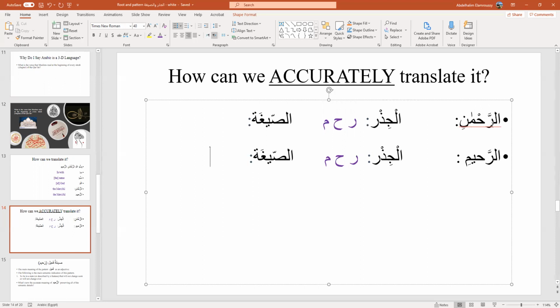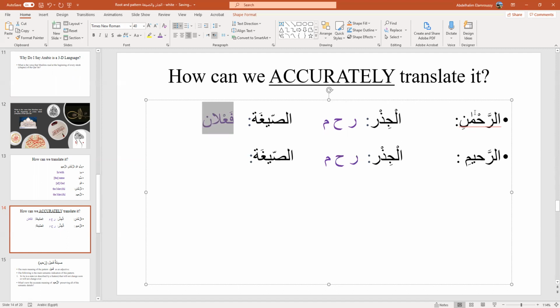So Rahman, let's forget about the alif lam here without the definite article. Rahman is the pattern fa'lan. So you will replace the ra, which is the first letter of the root, with the fa. You will replace the ha, which is the second letter of the root, with the ayn. You will replace the mim with the third letter of the root, which is the lam.